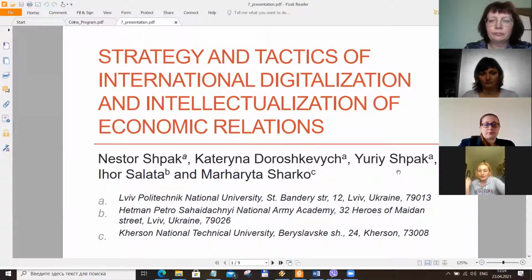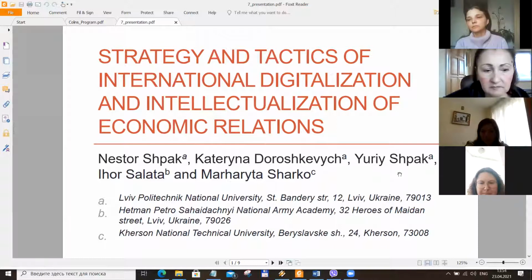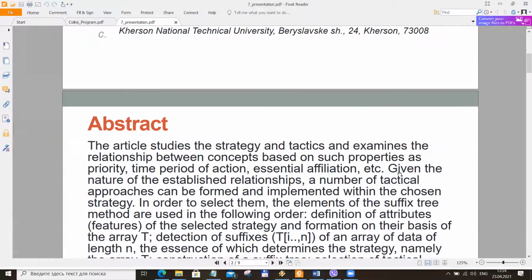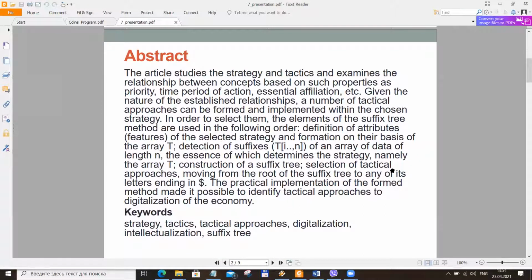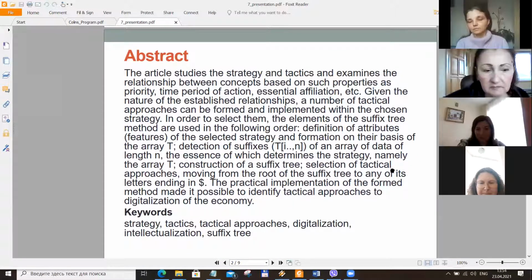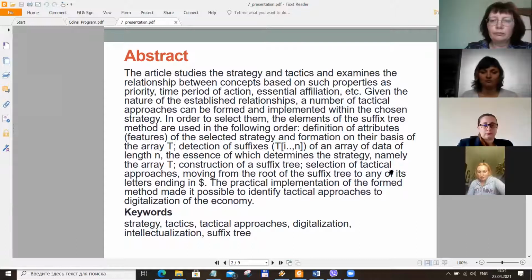First, we give the definition of features of the selected strategy and formation of their basis of the RET. Then we need to detect the suffixes on the array and data of length of this array, the essence of which determines the strategy, namely of RET. Then we need to construct the suffix tree and select tactical approaches, moving from the root of the suffix tree to any of its letters ending with a special sign.